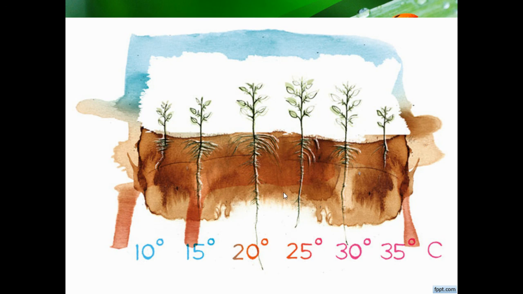So here we have some temperatures in degrees Celsius. And if you're looking at growth, I would say 20 degrees Celsius is probably the optimum temperature. Look at how long that root is, and the plant is growing pretty well in addition. 10 degrees and 35 degrees, those are kind of the low and high ends. The plant isn't growing very well. And between 15 and 30 or 25, these are okay temperatures, but the plant optimally is going to grow around 20, even 25 degrees Celsius.